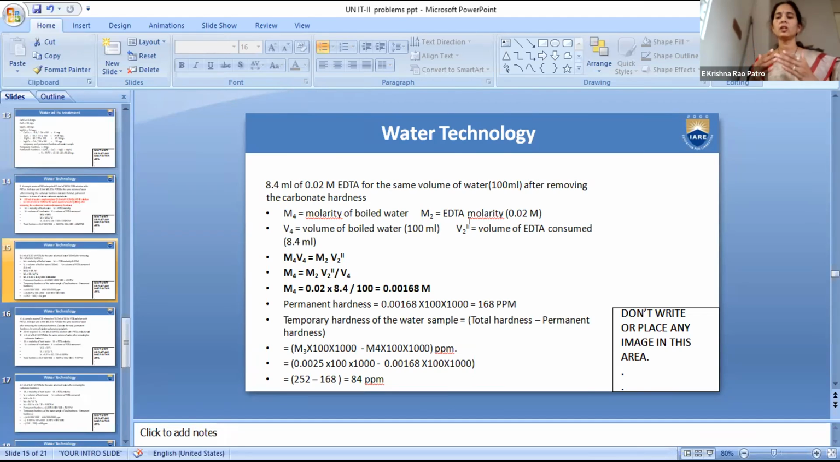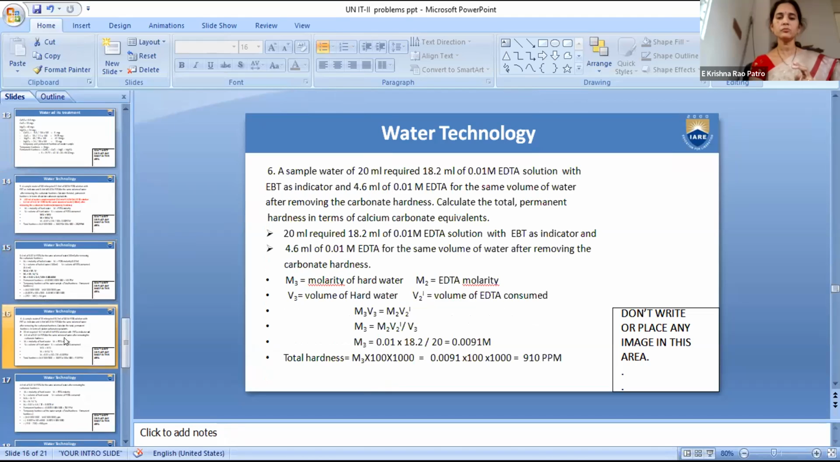See, in a problem they will give you, like what we discussed yesterday, 1 gram of calcium carbonate dissolved in, for example, 100 ml. So you have to first find the molarity of standard hard water. Then you have to find the molarity of EDTA. If they are not giving you the molarity of EDTA, then use the formula M1V1 is equal to M2V2. But in this problem, they asked only for total hardness and permanent hardness. Clear, students? Everybody understood? If they ask you to find the standard hard water molarity or the molarity of EDTA, you should be able to do those 2 steps also. Okay, now next problem, everybody see.